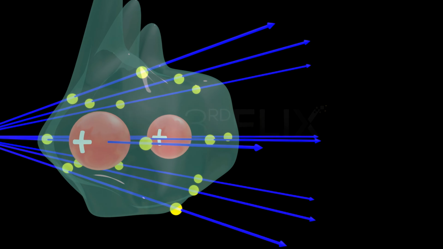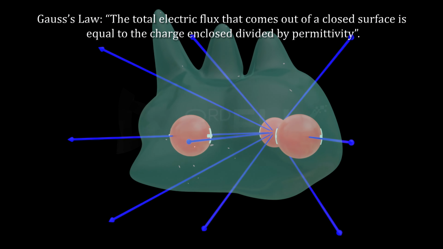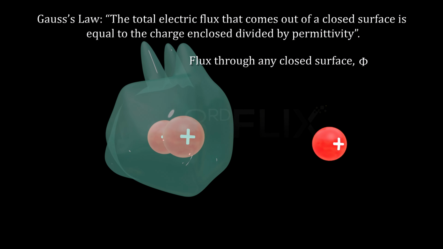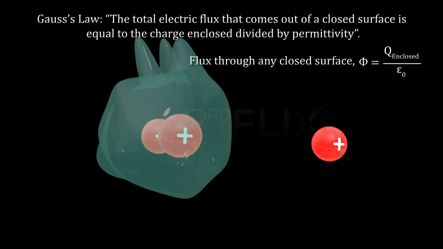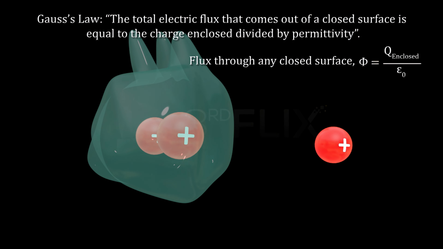The result can be summarized in the form of Gauss's law, which states that the total electric flux that comes out of a closed surface is equal to the charge enclosed divided by permittivity of free space. You will study a more rigorous proof of Gauss's law in undergraduate physics.